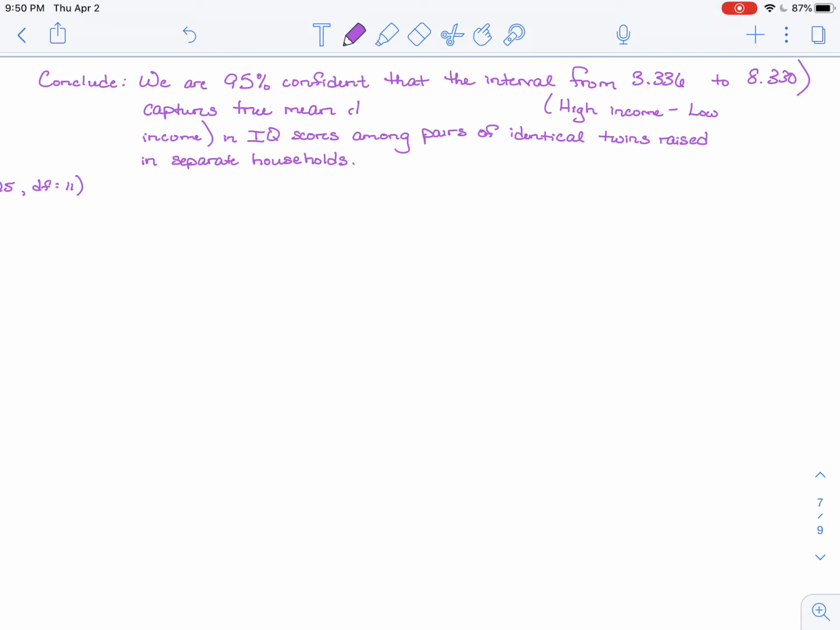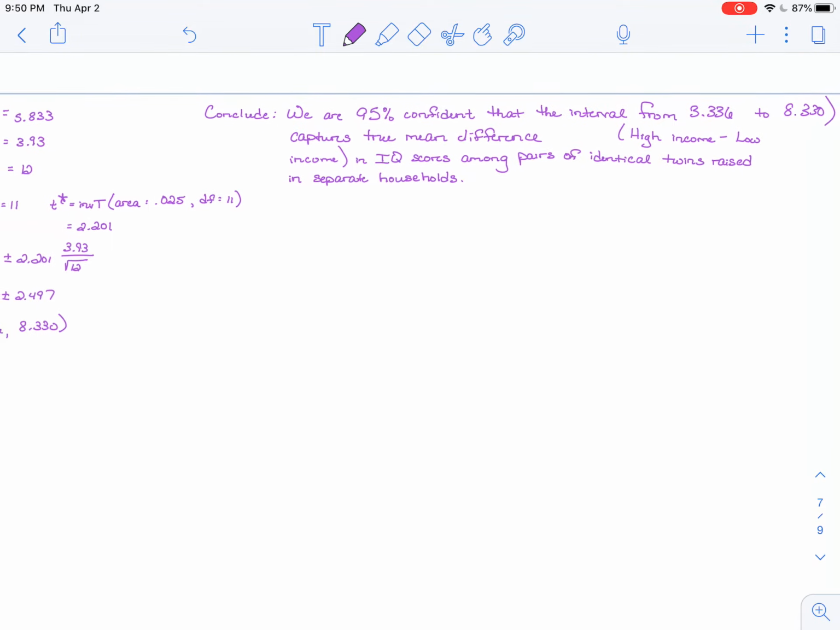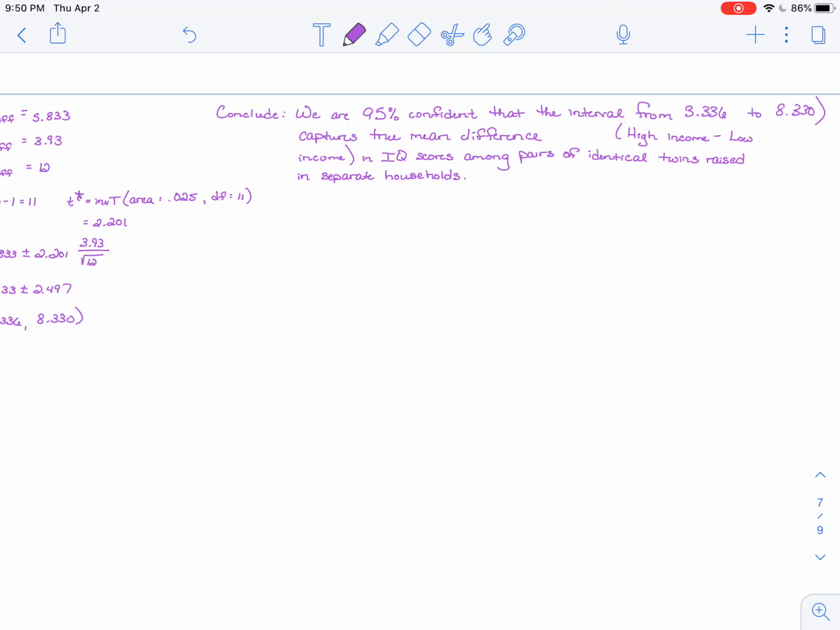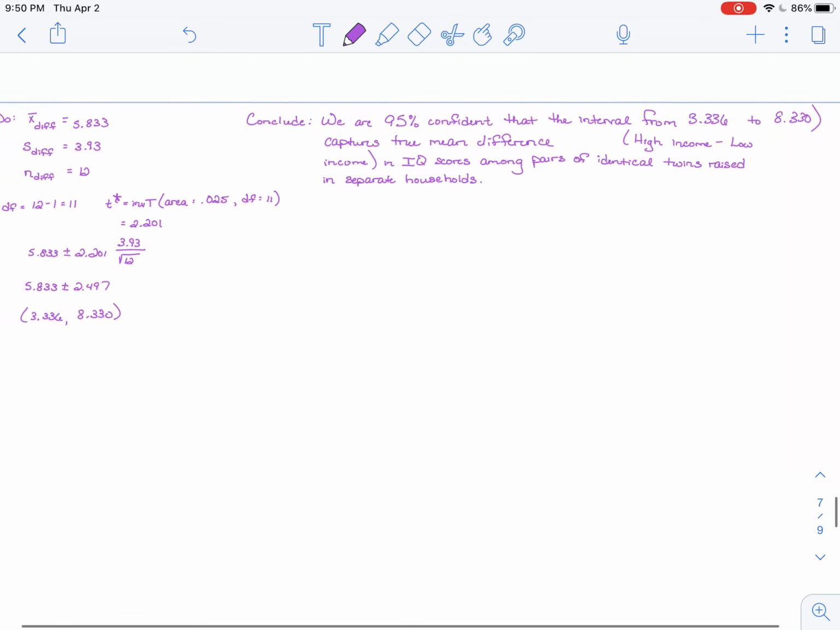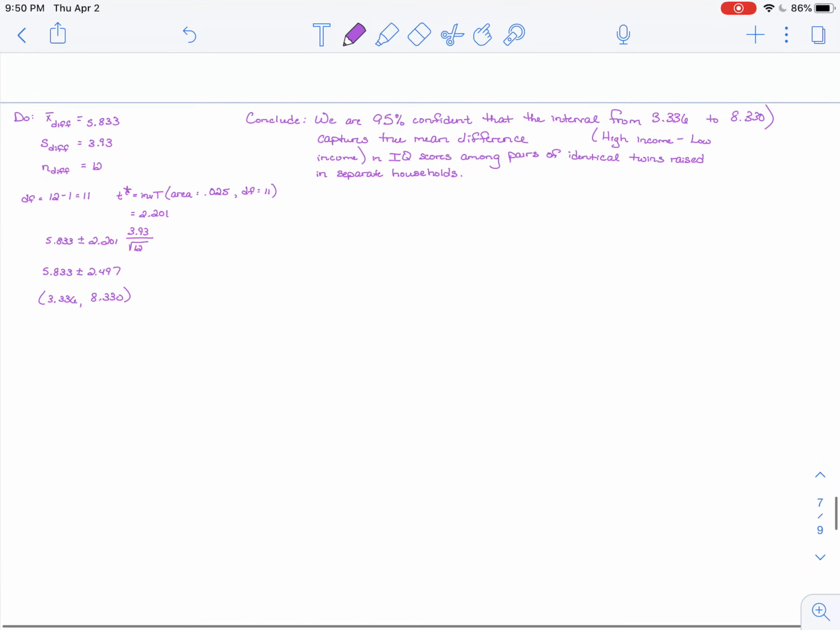Specifically for this one, it's not just a true mean, it's not just a true difference, it's the true average difference, specifically of the high income minus low income IQ scores. Pairs of identical twins raised in separate households. So it's suggesting that it's higher on average for twins raised in the high-income households.